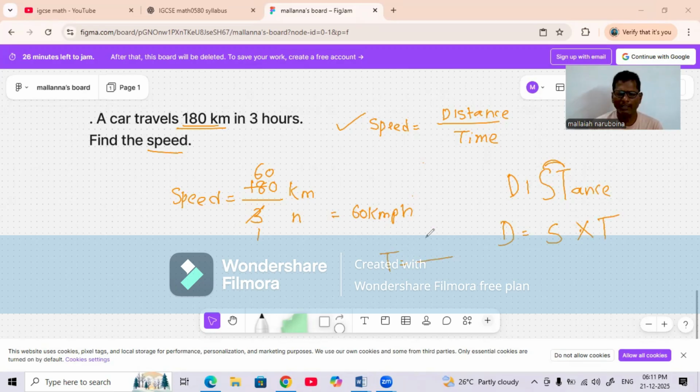First, in alphabetical order, here speed, time, distance. In alphabetical order, D will come first. So write D. Next write S in the denominator.